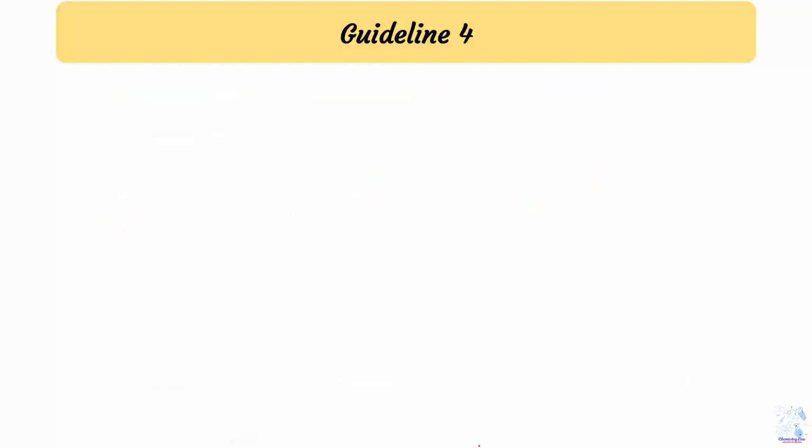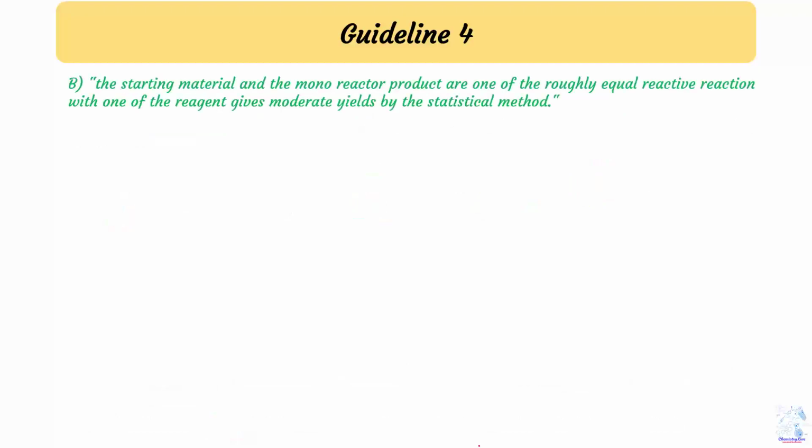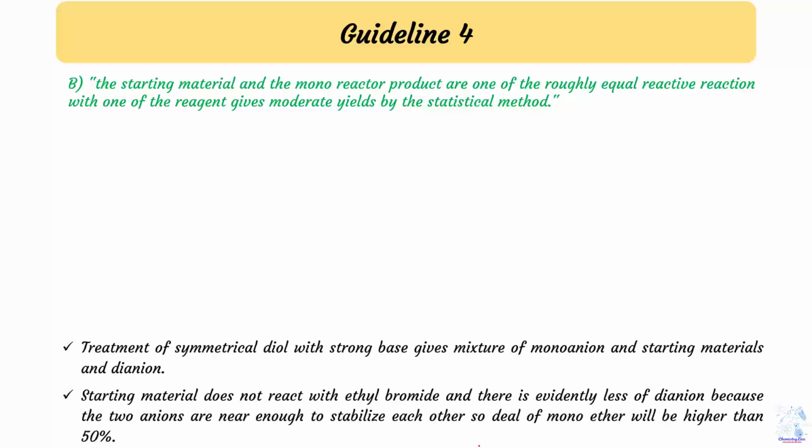In the other part, the B portion, the starting material and the monoreacted product are of roughly equal reactivity, and one of the reagents gives a moderate yield by a statistical method. So which statistical method do we have to follow? We'll take a look at that one.